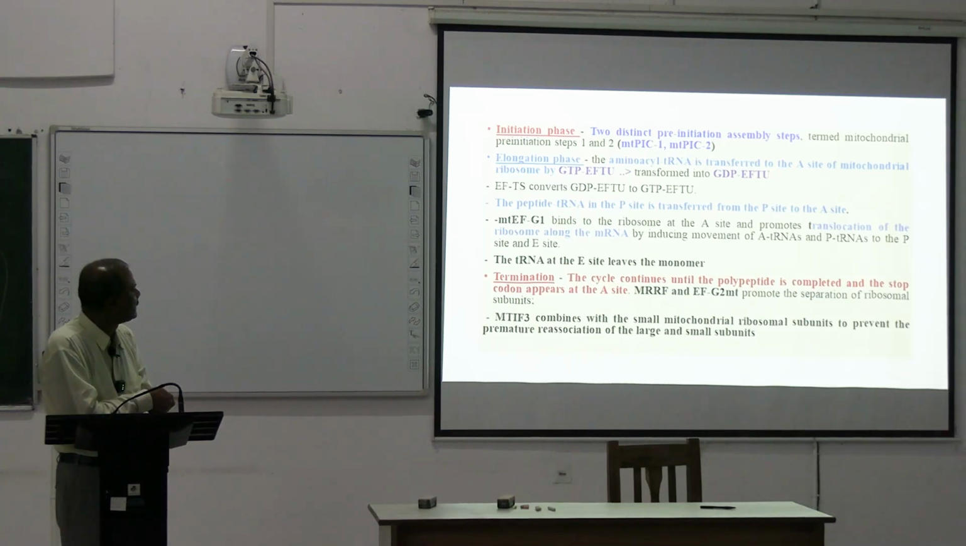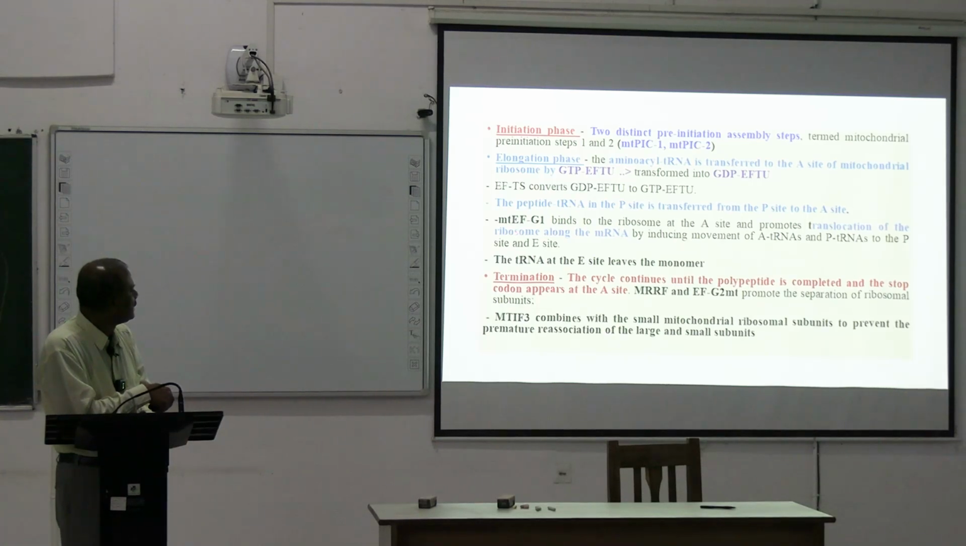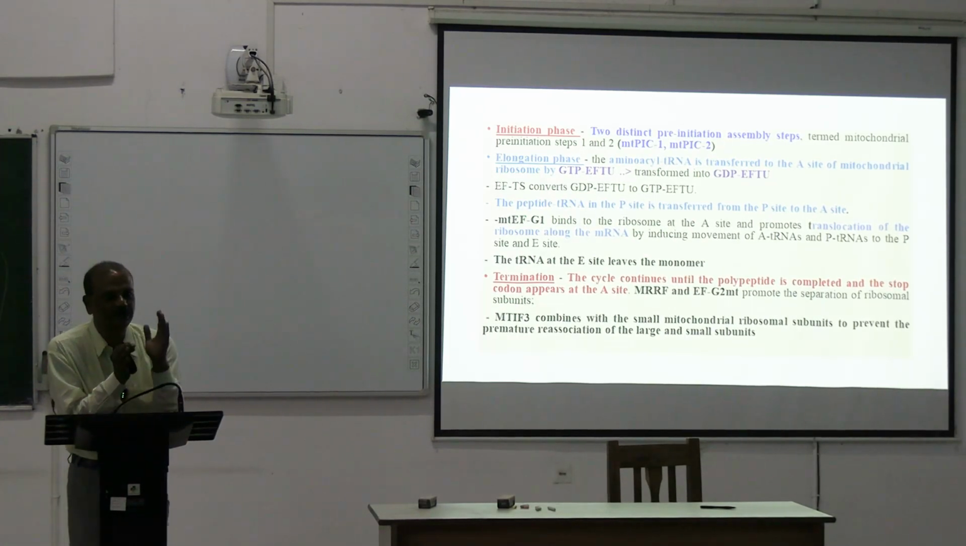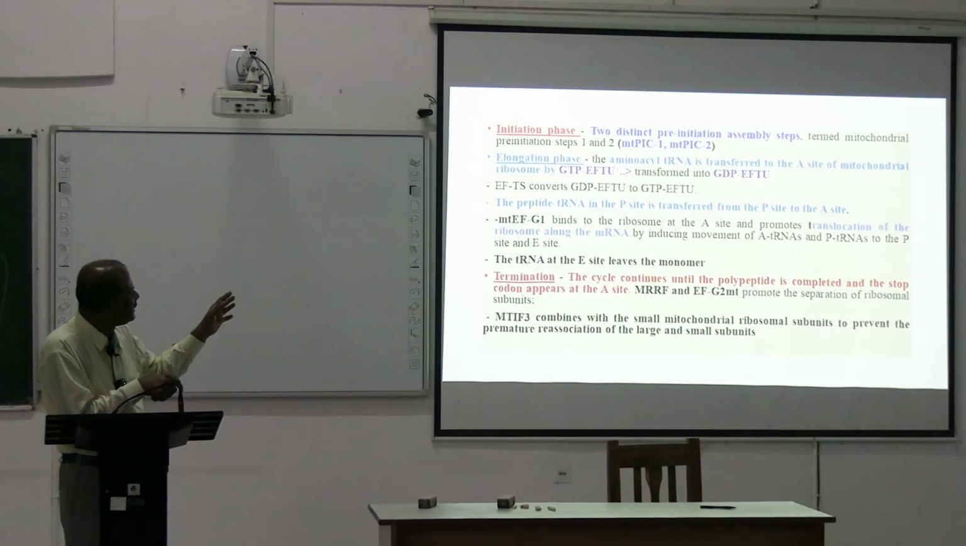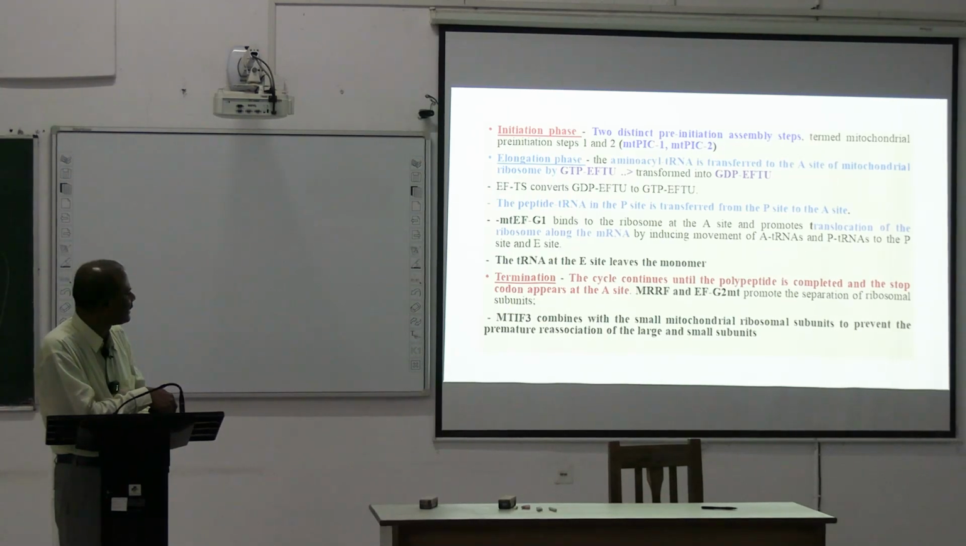Like here it is EF-Tu. EF-Tu is also present in the prokaryote. EF-Ts is also present in the prokaryote. So they also have the same places, the P site, A site and exit site. Only a little bit different because all the factors are not the same, like here the termination factor is different.